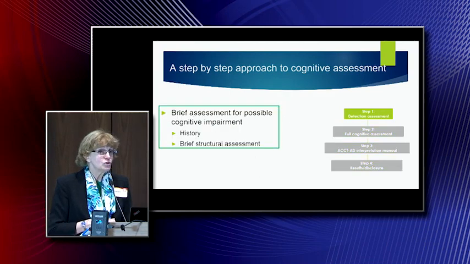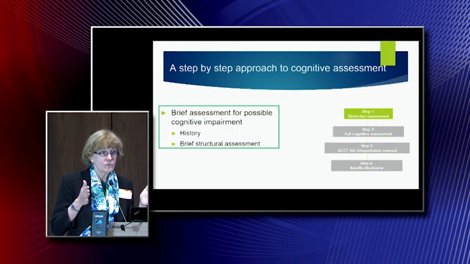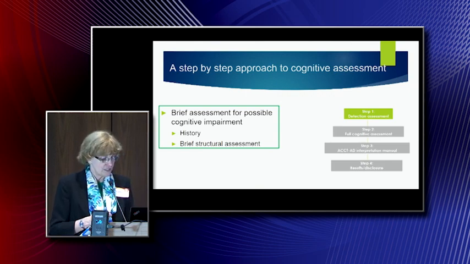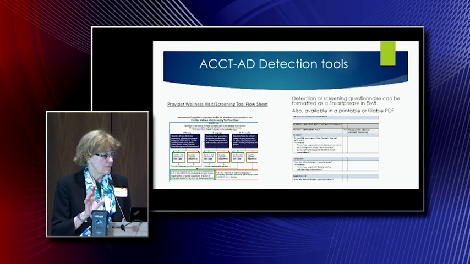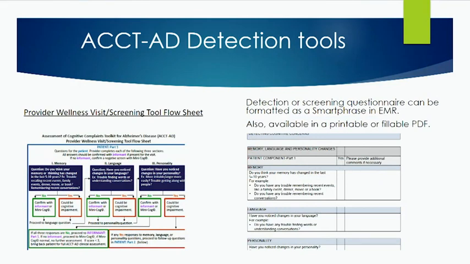So it mirrors some of the setup of some of those other guidelines where I told you there was a brief assessment. Ours is a detection assessment, and that's available in a couple of different forms. UCLA developed and the CADCs adopted a wellness visit screening tool. It's a flow sheet, and that link should be available to you. If it's not, we'll make sure you get it.